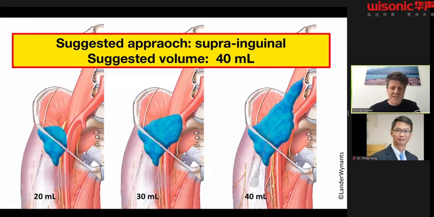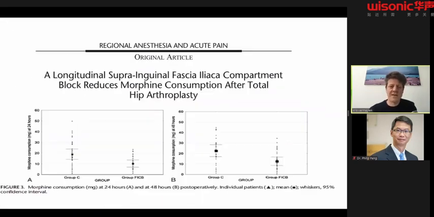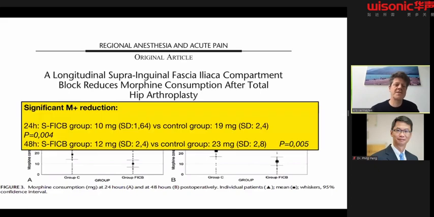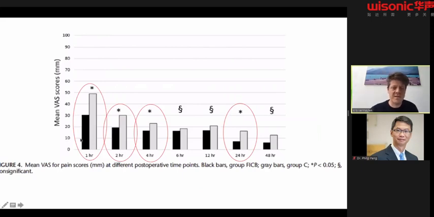Afterwards, we did some clinical studies, of course, and as Philip showed for his PENG, we also had some very good results. We got a significant morphine reduction after 24 and 48 hours, and we also got a significant decrease in VAS scores, which is of course an estimate for patient satisfaction.